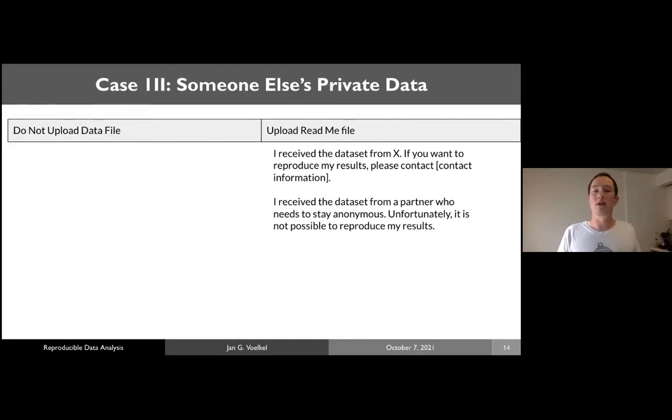And then others have to decide whether that outweighs the many other potential benefits that come from working with private data such as company data or others.